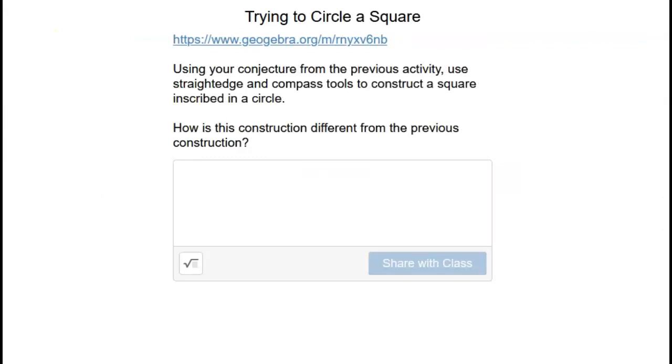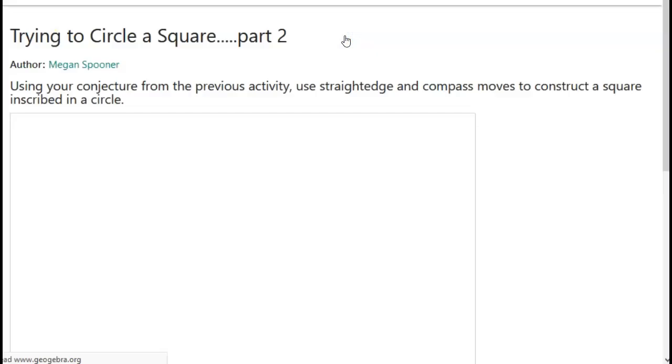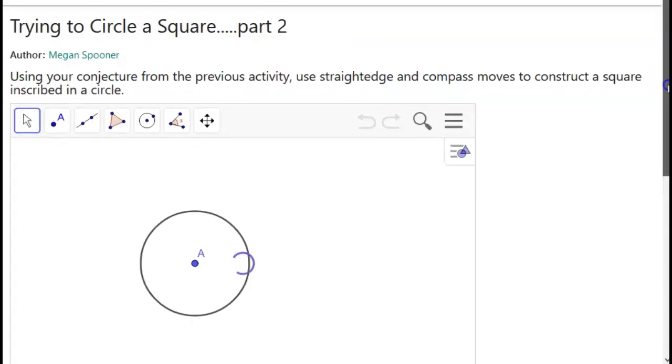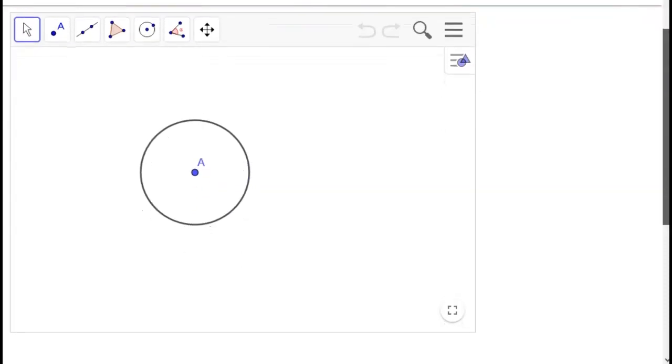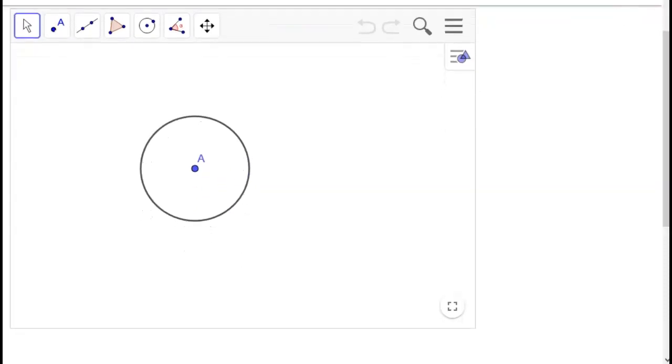All right, so using the conjecture from your previous activity, use straight edge and compass tools. So once again, we're using circles and straight lines to create a straight-sided figure. So if we click on GeoGebra again, what they're going to do this time is give us a circle, and what we have to do is construct a square that is inscribed in a circle. So let's think about this for a minute.